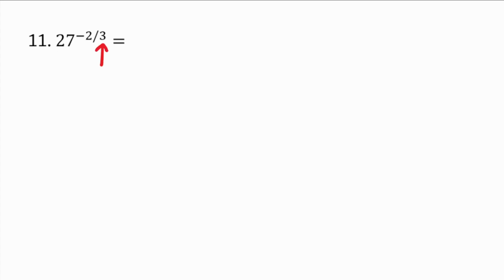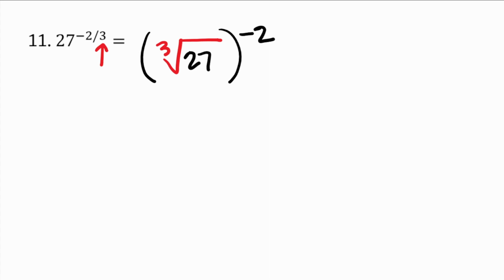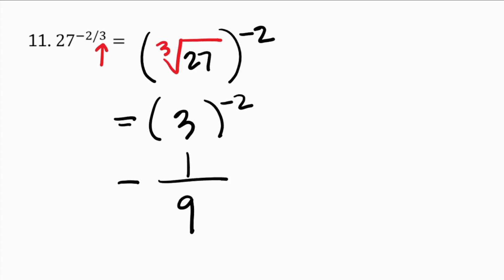This one we're going to do the same thing. We're going to start with the denominator, the 3 in negative 2/3. We need the third root. So I'm going to take the cube root of 27, and then we're going to take that to the negative second power. I'll deal with the negative last of all. The cube root of 27 is 3. So that's like 3 squared to the negative 1 power, or you could say 3 to the negative 2 is 1 over 3 to the 2. Either way, that's going to equal 1/9.